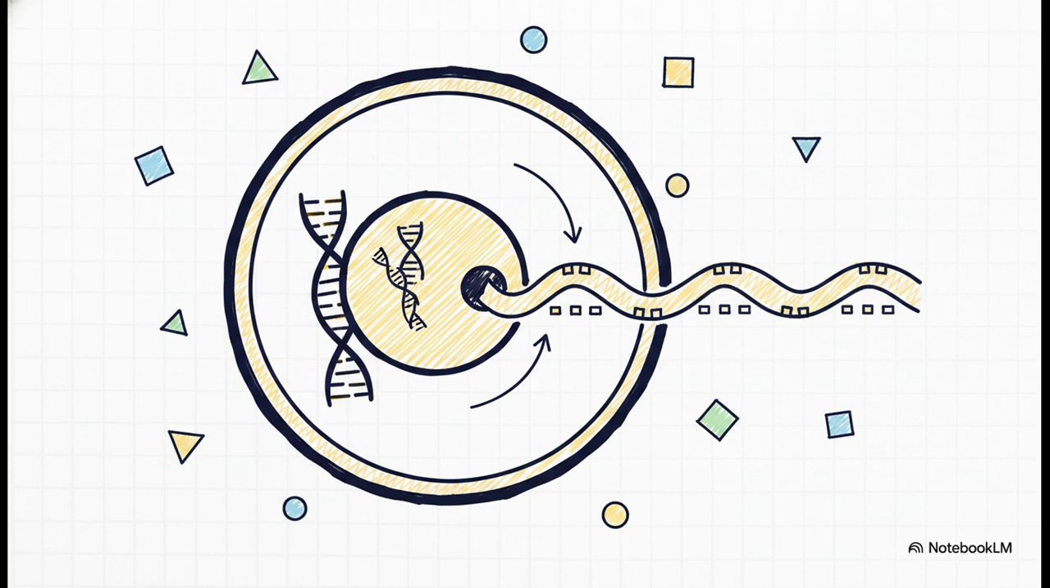But here's the cool part. It doesn't just carry a random string of letters. It organizes this information into distinct triplets of nucleotides called codons. Think of them as individual building blocks. And each codon specifies one very particular amino acid, which of course are the fundamental components of proteins.